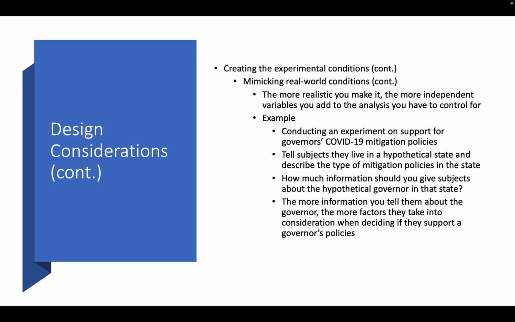Let's imagine that we're conducting an experiment on support for state governors' COVID-19 mitigation policies. We tell subjects they live in a hypothetical state and describe the type of mitigation policies in the state. But a key point here is, how much information should we give our subjects about the hypothetical governor in that state? The more information you tell about that governor, the more factors they take into consideration when deciding if they support a governor's policies.